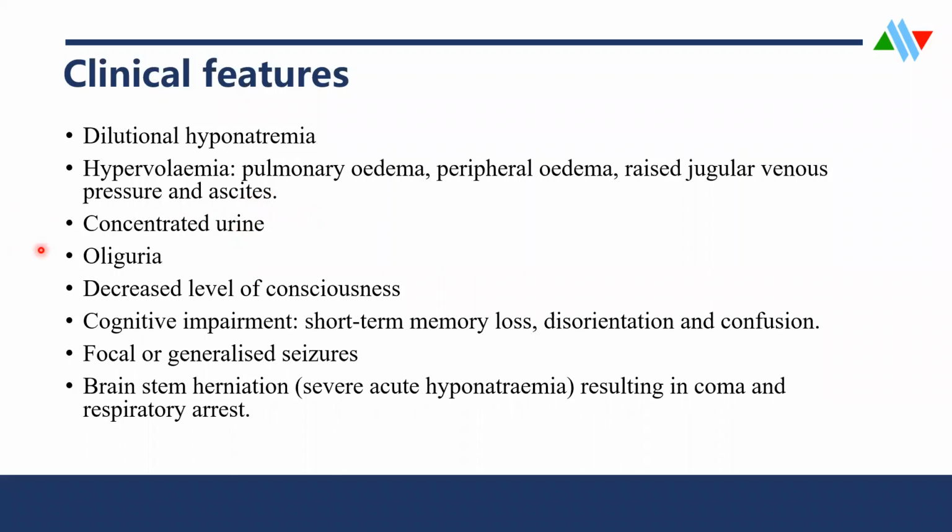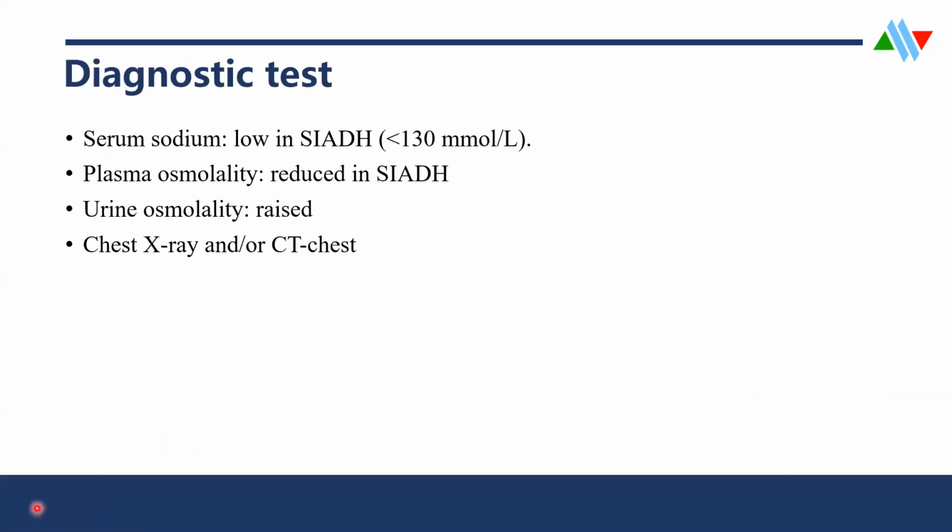Then we'll have concentrated urine, we know this, and it will be very little urine. We have oliguria. Also, this kind of mismatch on the amount of water we're taking and the dilution of sodium might lead to things like decreased level of consciousness. And then cognitive impairment might occur, and also brainstem herniation, which might result in coma and respiratory arrest.